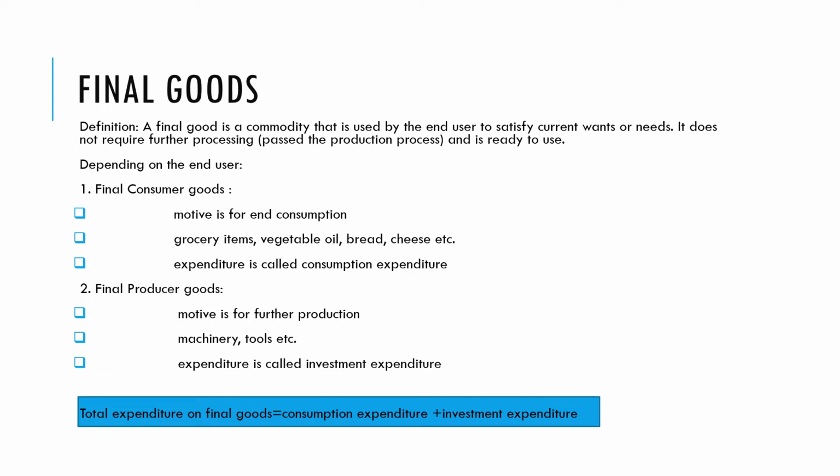In case of final producer goods, the motive is further production. Examples include machinery, tools, etc. The expenditure here is called investment expenditure. So, the total expenditure on final goods is the sum total of consumption expenditure and investment expenditure.